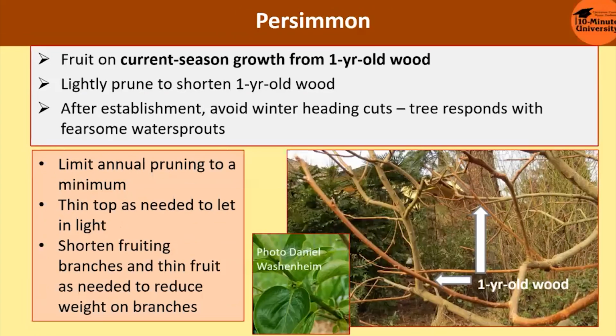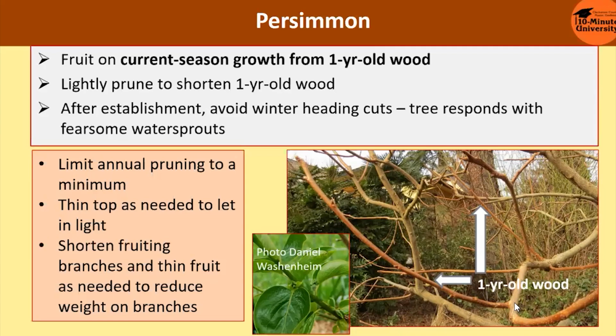Okay, we're going to wrap up with persimmon and fig. Persimmons fruit on current season growth, greenwood, grown from 1-year-old shoots. Once you establish a persimmon framework, try not to make any heading cuts on it because it will respond in a way that will be very challenging.